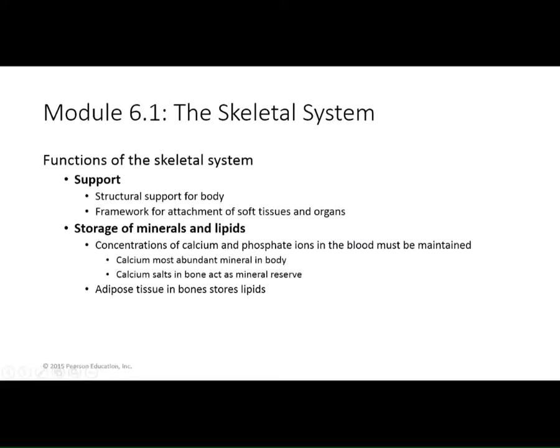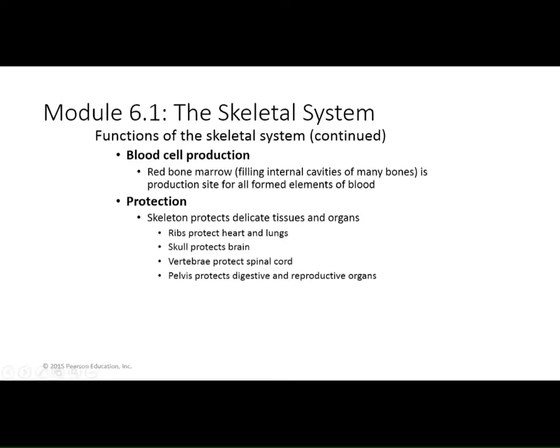We know what the skeletal system does. It's very important not only for providing support, but for storing minerals, specifically calcium and phosphate. It also stores some lipids as well. Adipose tissue in bone stores lipids, so there's actually some fat in the bones. We know about blood cell production occurring in many of your bones, and of course the bones are there to protect many of your more delicate organs.